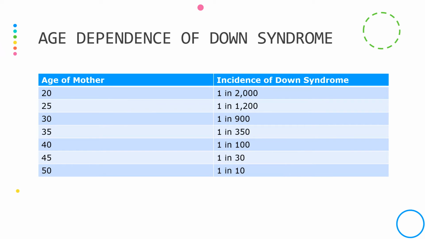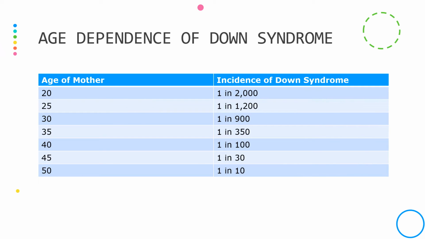For a woman conceiving at age 20, the incidence of Down syndrome is 1 in 2,000. For women conceiving at age 25, the incidence increases to 1 in 1,200. For age 30, it is 1 in 900, 1 in 350 for age 35, 1 in 100 at age 40, 1 in 30 at age 45, and 1 in 10 at age 50.